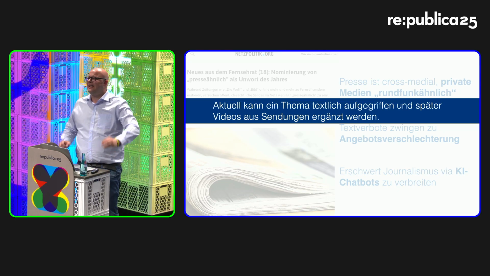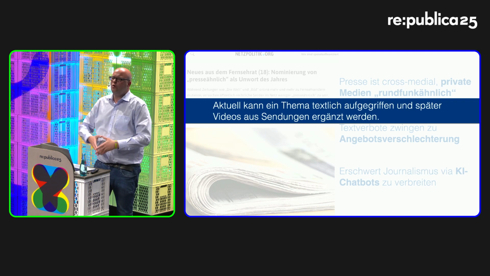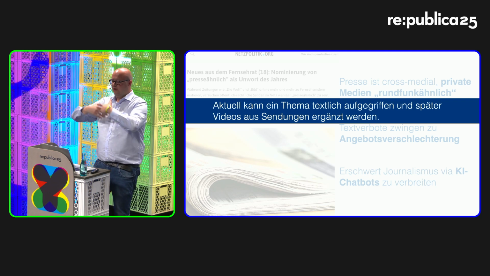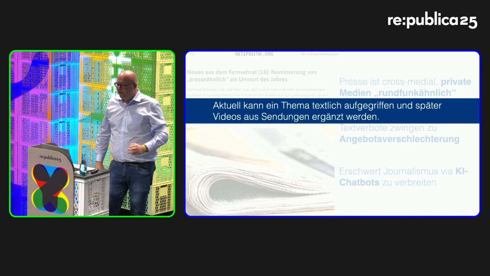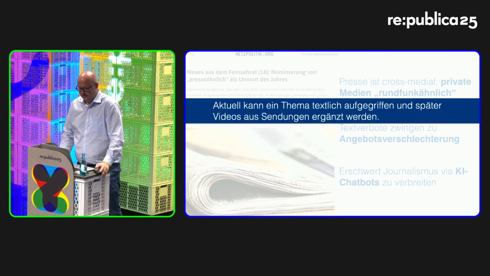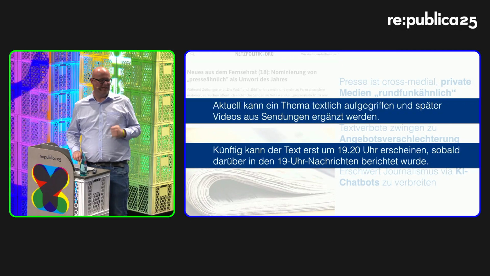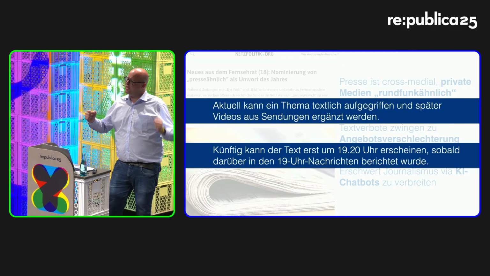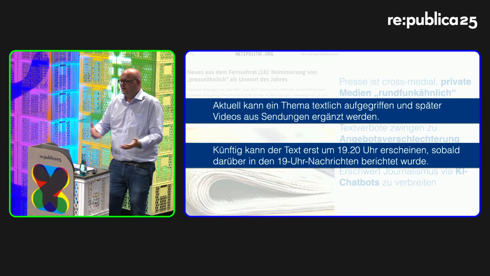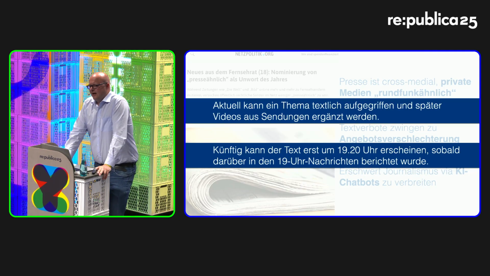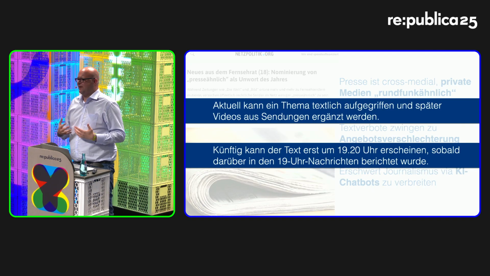To explain this very practically and illustrate this using a very specific example. Currently, there's already a ban on these press similar contents. Right now, a topic can be discussed in a text, and later you can add things. There can be additions to videos from the TV programming. In the future, the text can only be published at 7:20 p.m. at the earliest if it was reported in the 7 p.m. news.